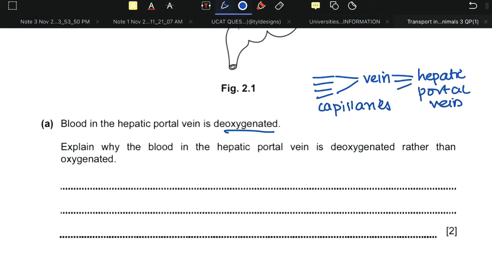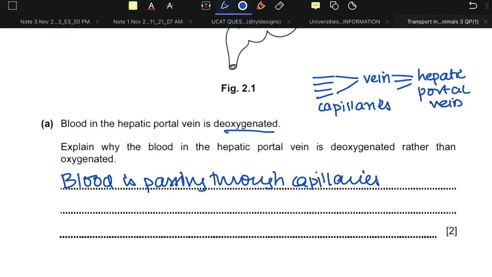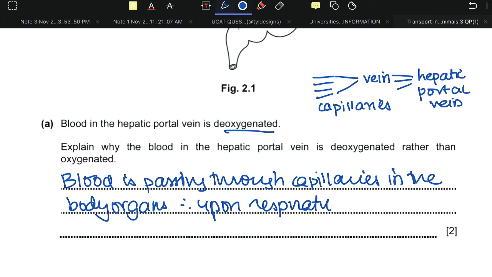So your main point here would be that the blood is passing through capillaries, and these capillaries are present in the body organs, and so upon respiration of cells, the blood becomes deoxygenated.